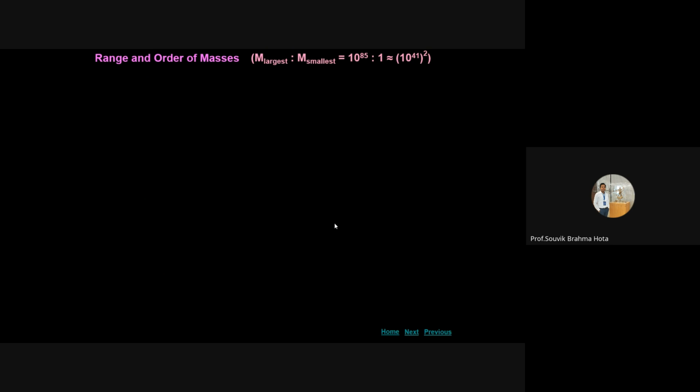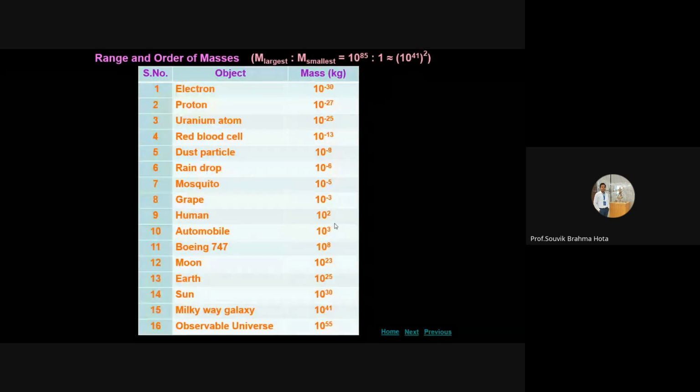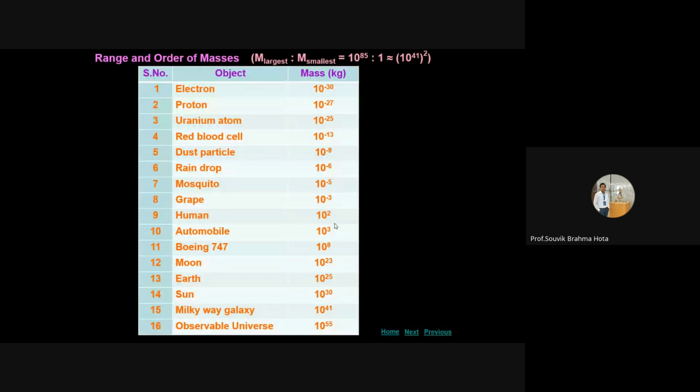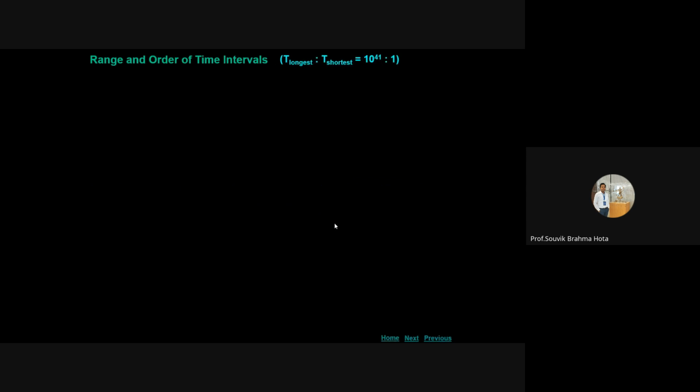So the range is 10 to the power 85 to 1, that's the mass largest to the mass smallest. This is the range. See, the electron is 10 to the minus 30, and the observable mass of the universe is 10 to the power 55. So this is the range. Okay, these are concepts you should know about. There is no hard and fast rule to mug up all these things. Now we'll see something not in this way.